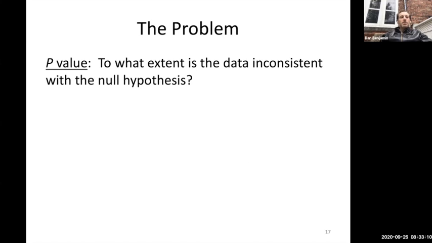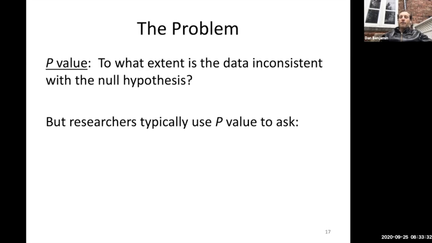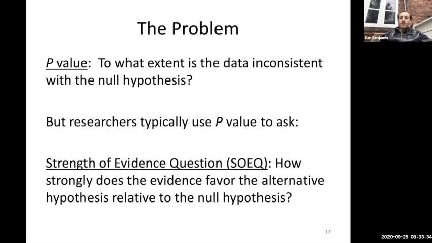So the problem here is that a p-value is asking the wrong question, or a different question anyway, than the one that we ultimately would like to answer. The p-value is asking the question, to what extent is our data inconsistent with the null hypothesis? But often the question we're interested in is what I'll call the strength of evidence question.